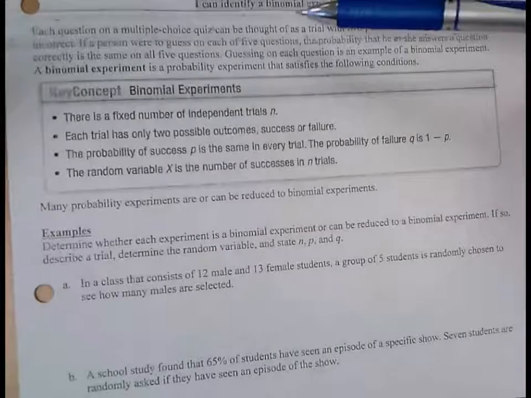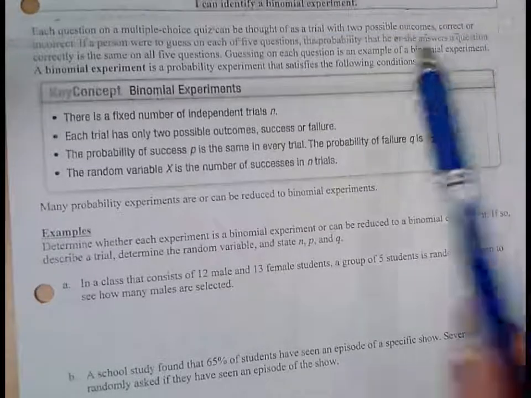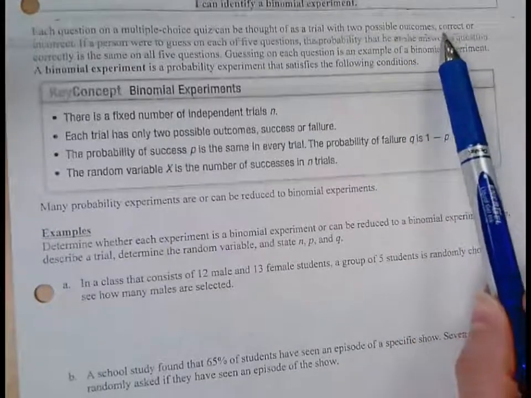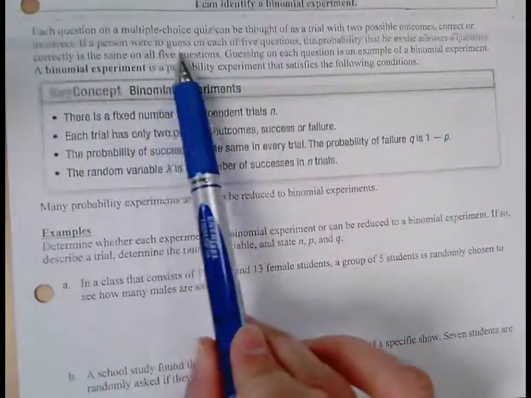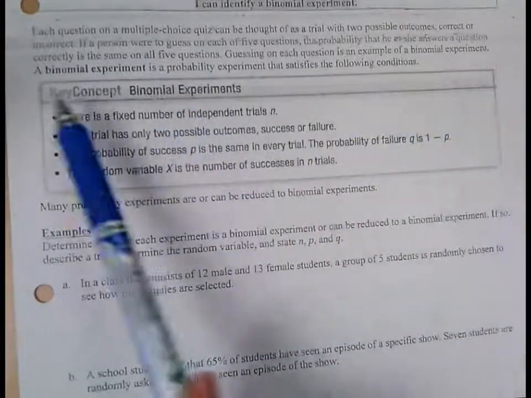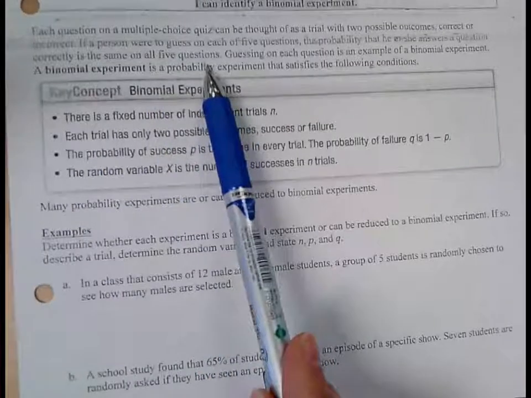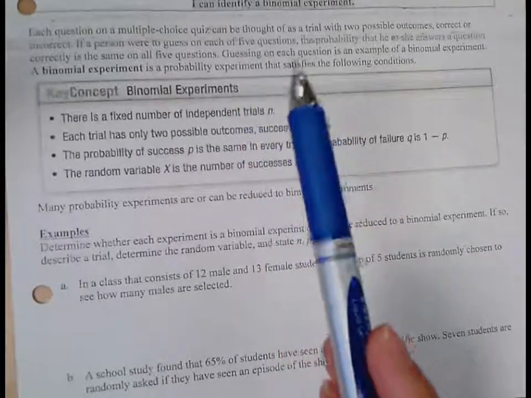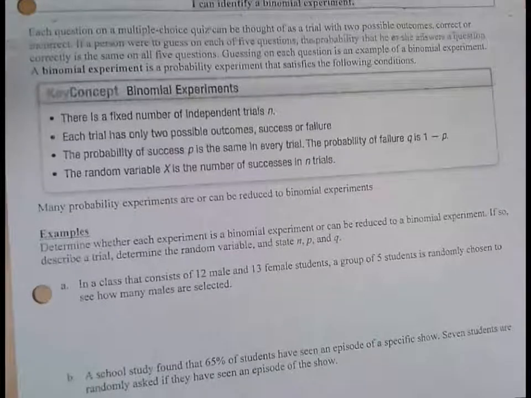It says each question on a multiple choice quiz can be thought of as a trial with 2 possible outcomes. Either you get the question correct or you don't. If a person were to guess on each of 5 questions, the probability that he or she answers a question correctly would be the same on all 5 questions. So answering the first question doesn't change the probability that they're getting the second question correct. Guessing on each question is an example of a binomial experiment.